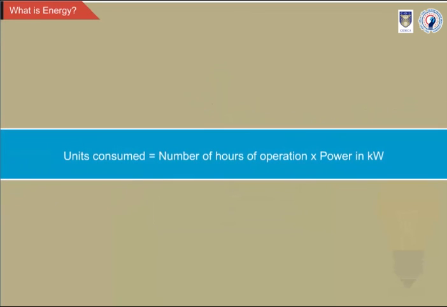Electricity consumption of any light or appliance is measured in terms of a unit. It is calculated as the product of number of hours of operation and power in kilowatts. With this, you have now learnt a few of the basic concepts of electricity.